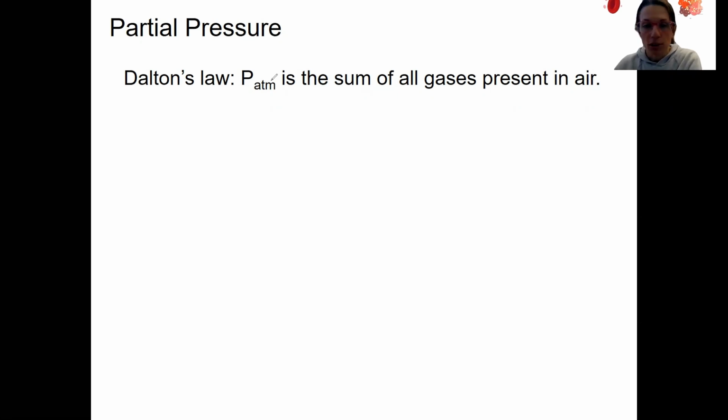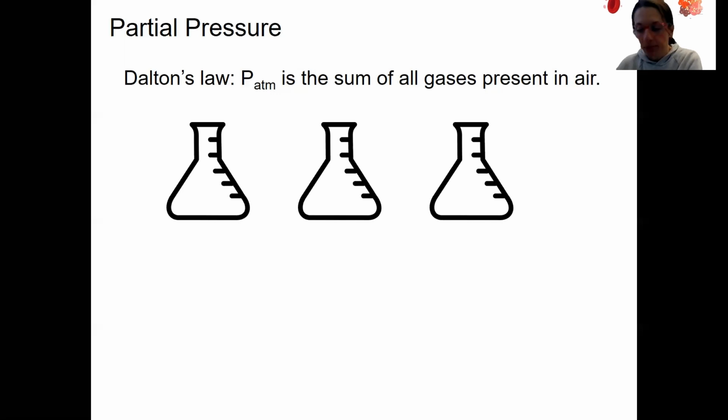So first we need to introduce this basic idea. This is called Dalton's law. Pressure in the atmosphere is the sum of all gases present in the air. So it's going to be an important thing to know here. So I'm going to break down this law for you. Here are three beakers. Let's say in beaker one, we have gas A. Maybe it's oxygen. Here is some gas molecules.